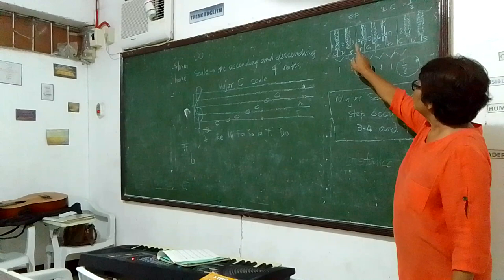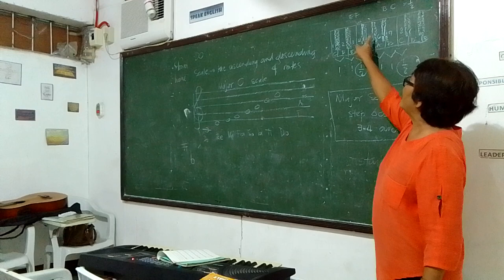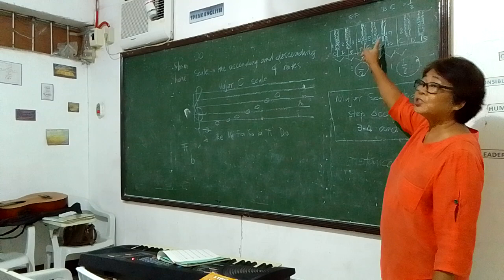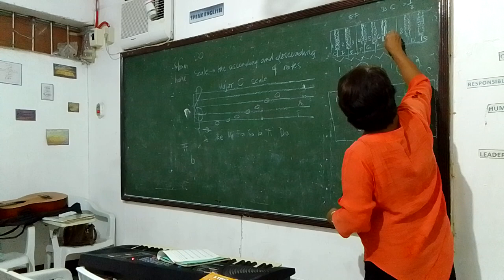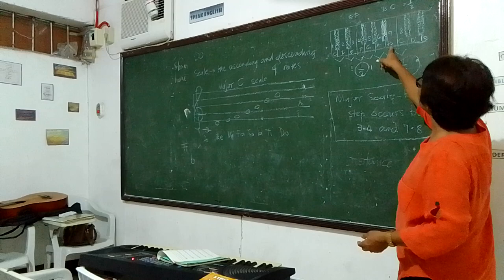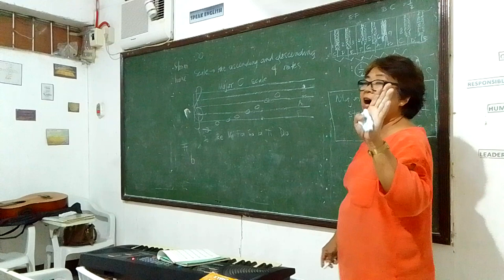And then F to black, half step. Black to G, half step. G to black, half step. Black to A, half step. A to black is another half step. And black to B, half step. B to C is a half step. How many half steps are there in a keyboard?